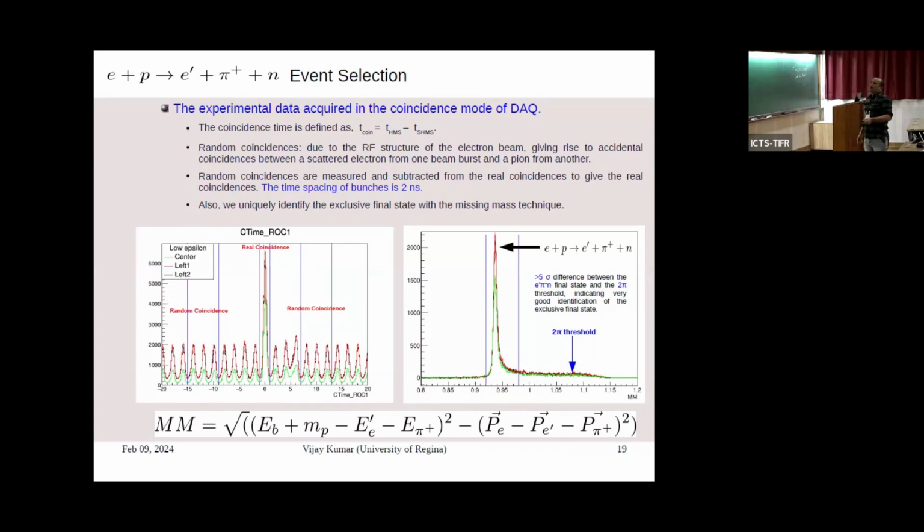And this is the missing mass equation. This is the exact information that I plotted on this x-axis. And here we can see this: here we have beam bunches of 2 nanoseconds, but in EIC we will have 8 nanoseconds.